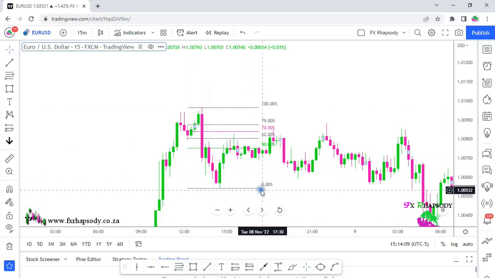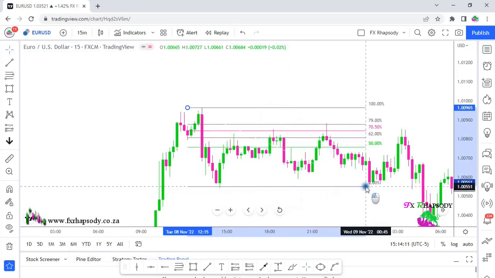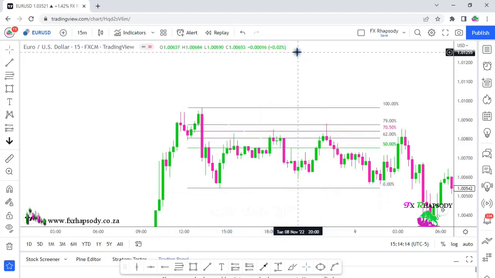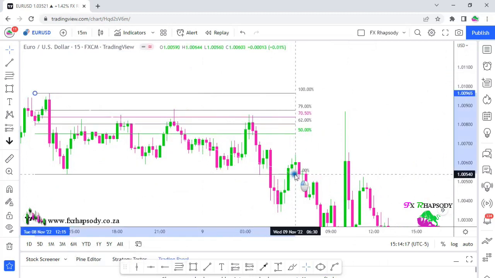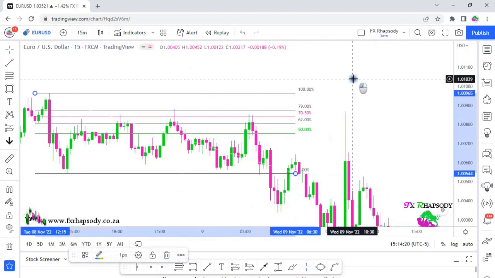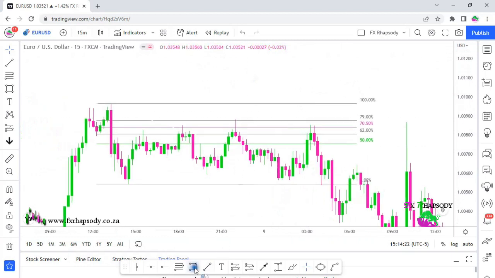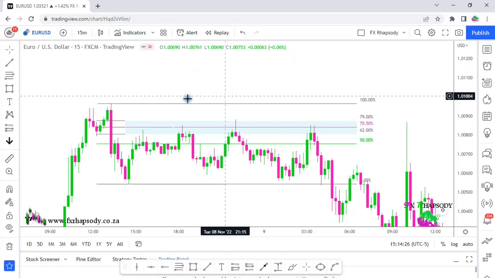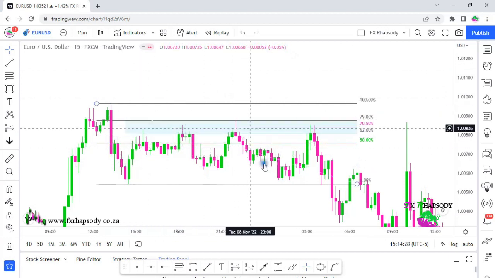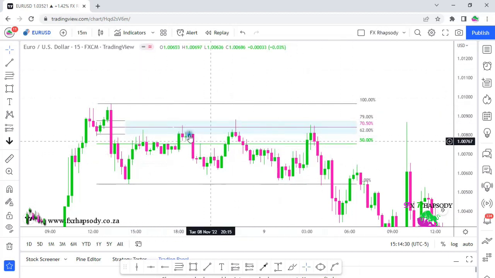So you're waiting for any retracement to the 62% area. As you can see, price just kept on hitting that 62% area. I'm just going to highlight it for you. So that's the area that we're focusing on. As you can see, price hit that area multiple times, not breaking above it.